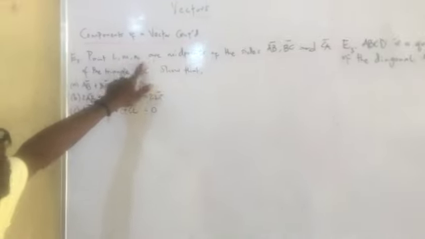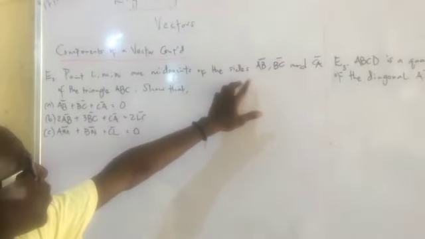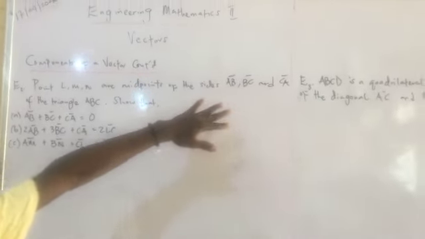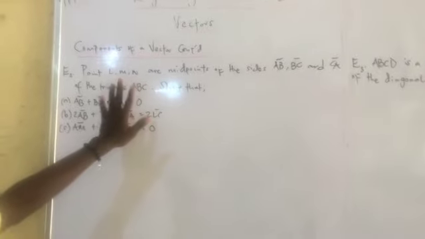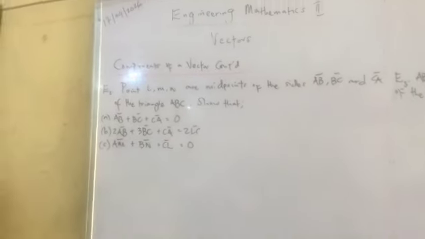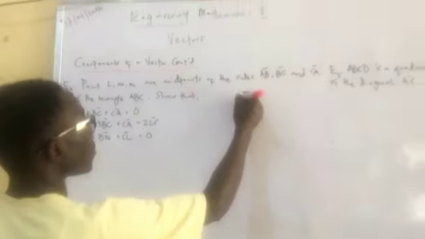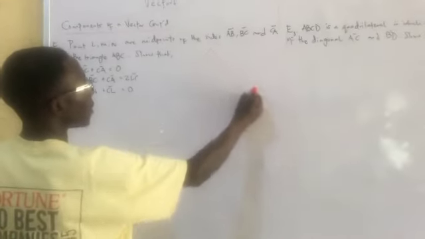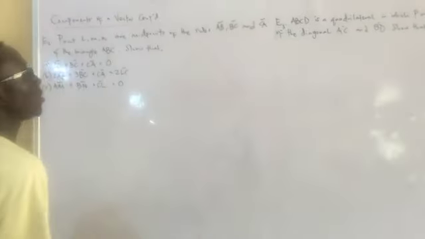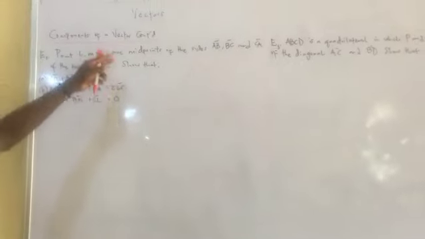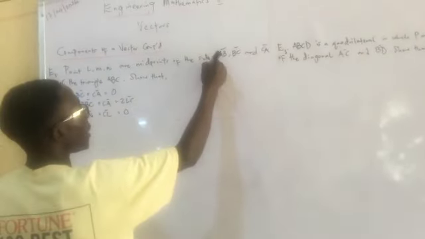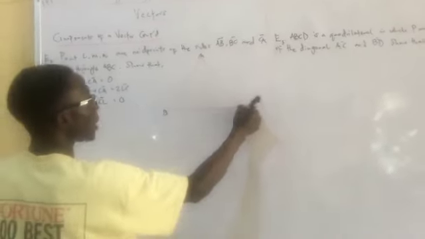We have points L, M, N are midpoints of the sides AB, BC, and CA of a triangle ABC. So this is telling us that we are dealing with a triangle. So firstly, we draw our triangle out. We have our triangle as such, and we are told that it's ABC. So we label it. We have A, B, and C.